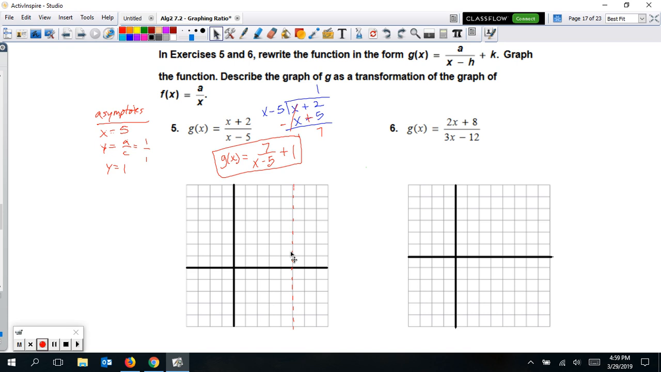So a dashed line right through there. And then y equals 1. So we'll go up 1. And a horizontal dashed line is going to be that asymptote. So we'll draw that one as well. And now we want to look, where do these asymptotes meet?